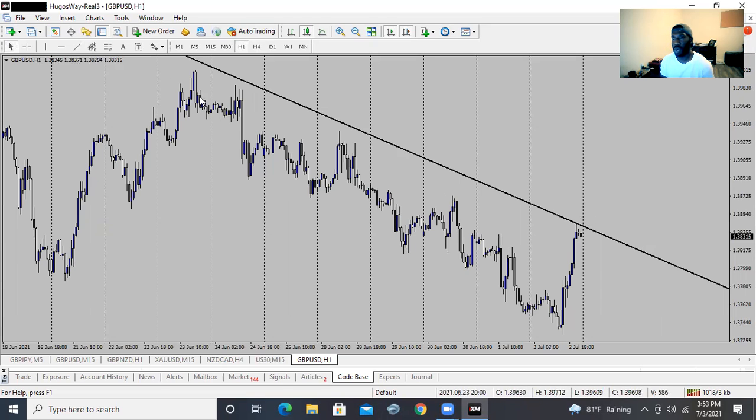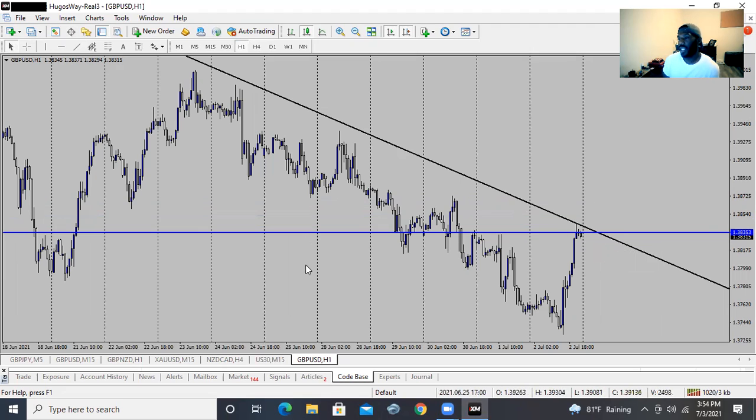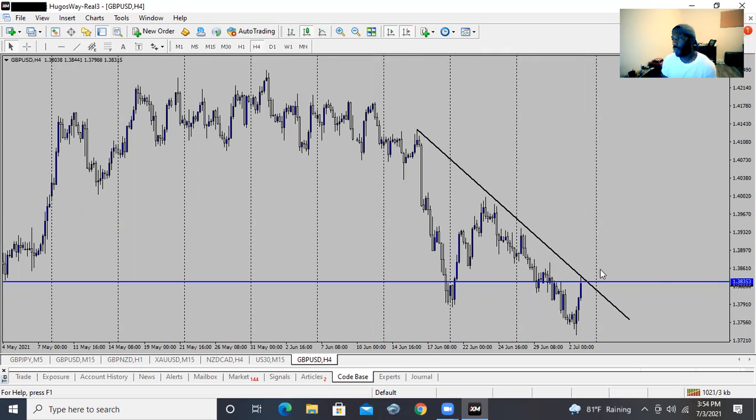So I want to see price break above that level, because we also have this level of resistance here that the market is sitting at. I want to see price break above that level of resistance, retest this trend line and this level of resistance as new support, and then continue to the upside. So right now I would be looking to target longs back into 1.41250, around that level.